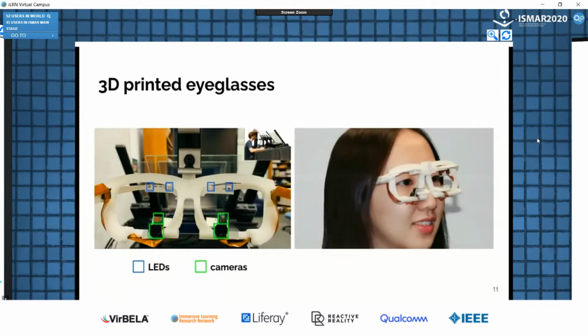With the optimized configuration of cameras and LEDs, we design an eyeglasses frame that fits the user and is 3D printed. Finally, our eye tracker is composed of 2 tiny cameras and 2 infrared LEDs for each eye.